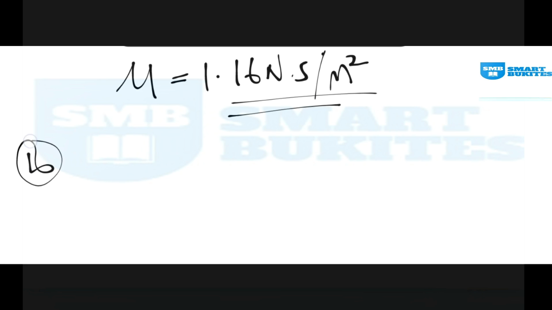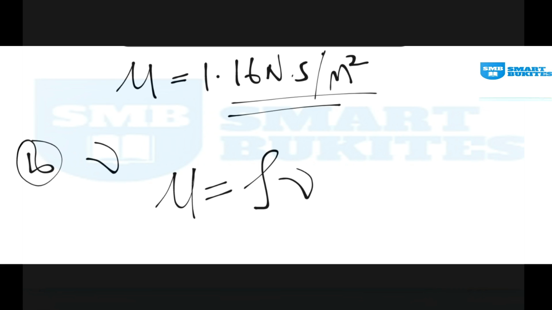Then the B part of the question, which told me to find the kinematic viscosity v, is very simple, because I know that kinematic viscosity and dynamic viscosity have a relationship, which says that the dynamic viscosity is equal to the density of that fluid, or the oil, since now I'm talking about the oil, times kinematic viscosity.